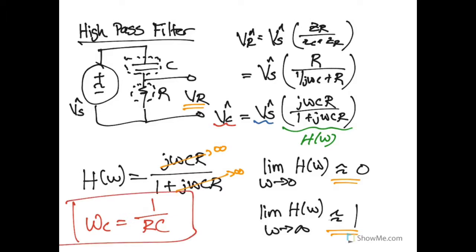So both a high-pass and a low-pass filter can be made with RC circuits with just a resistor and a capacitor, and depending on which component you measure across will give you either a low-pass or a high-pass filter. But for either one of those filters, the corner frequency is dictated by 1 over RC.